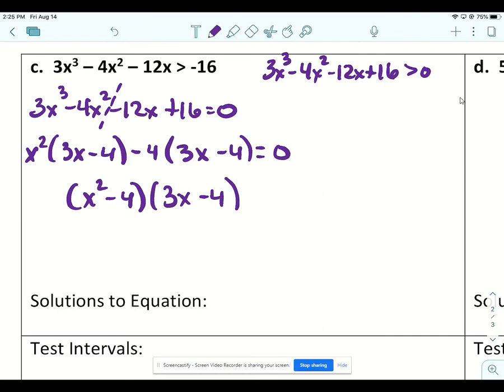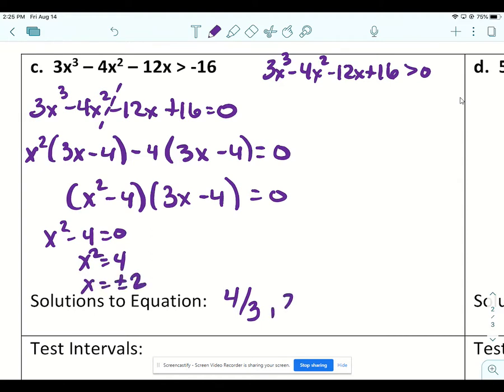Okay, so looking at that one, I know for sure one of my solutions is 4/3. You might be able to look at the second one and tell. That would be great. If not, it's okay. Go ahead and add 4 and take the positive and negative square roots.